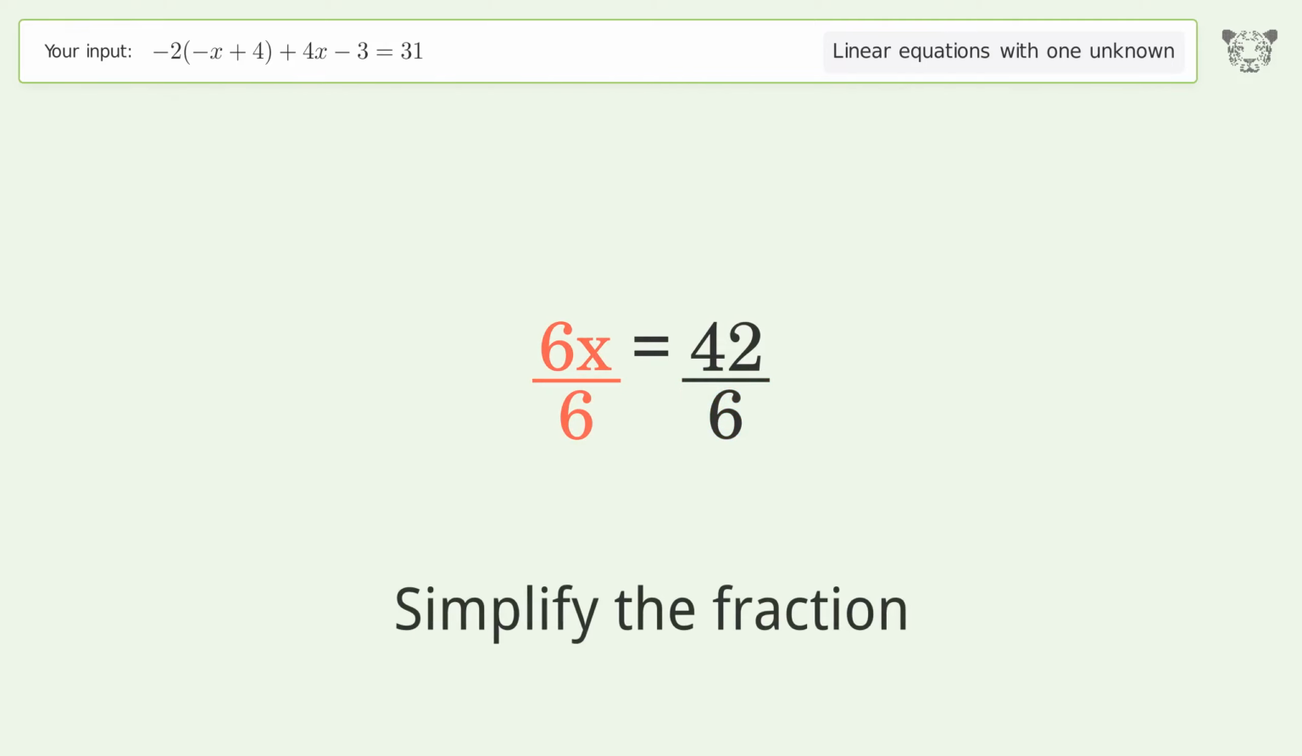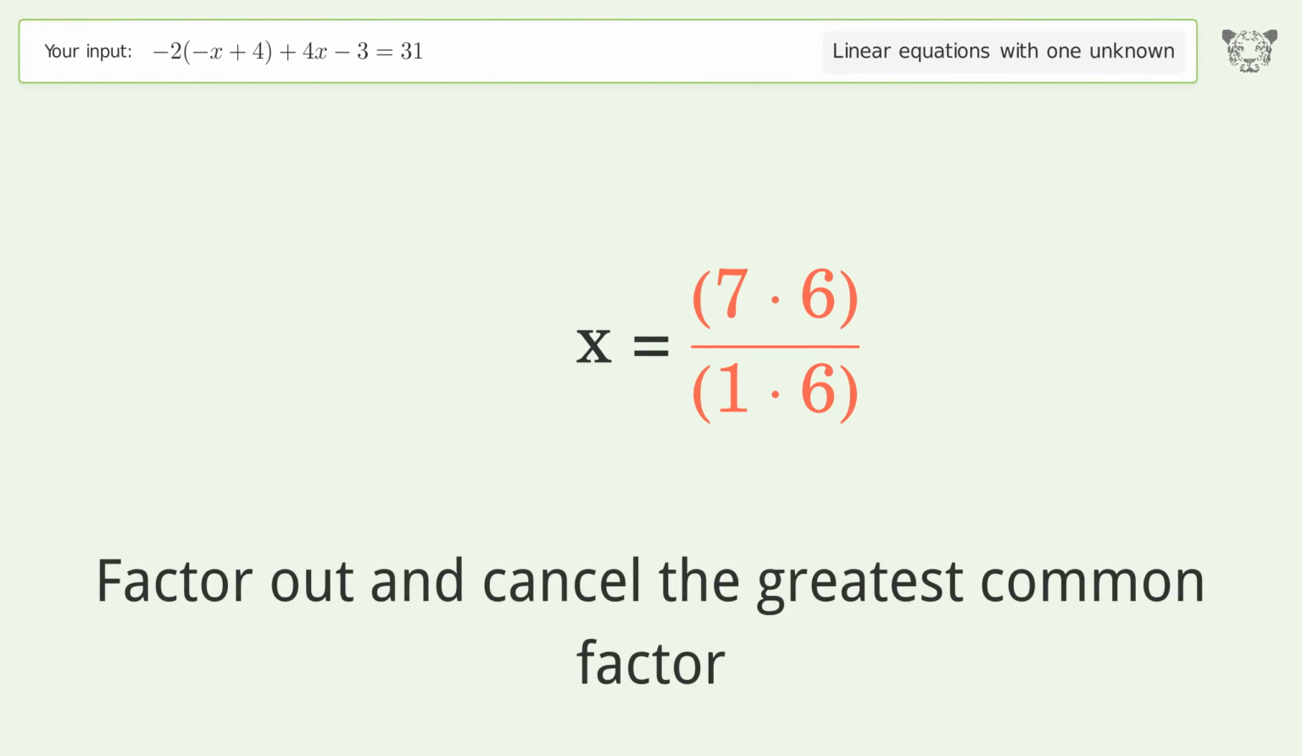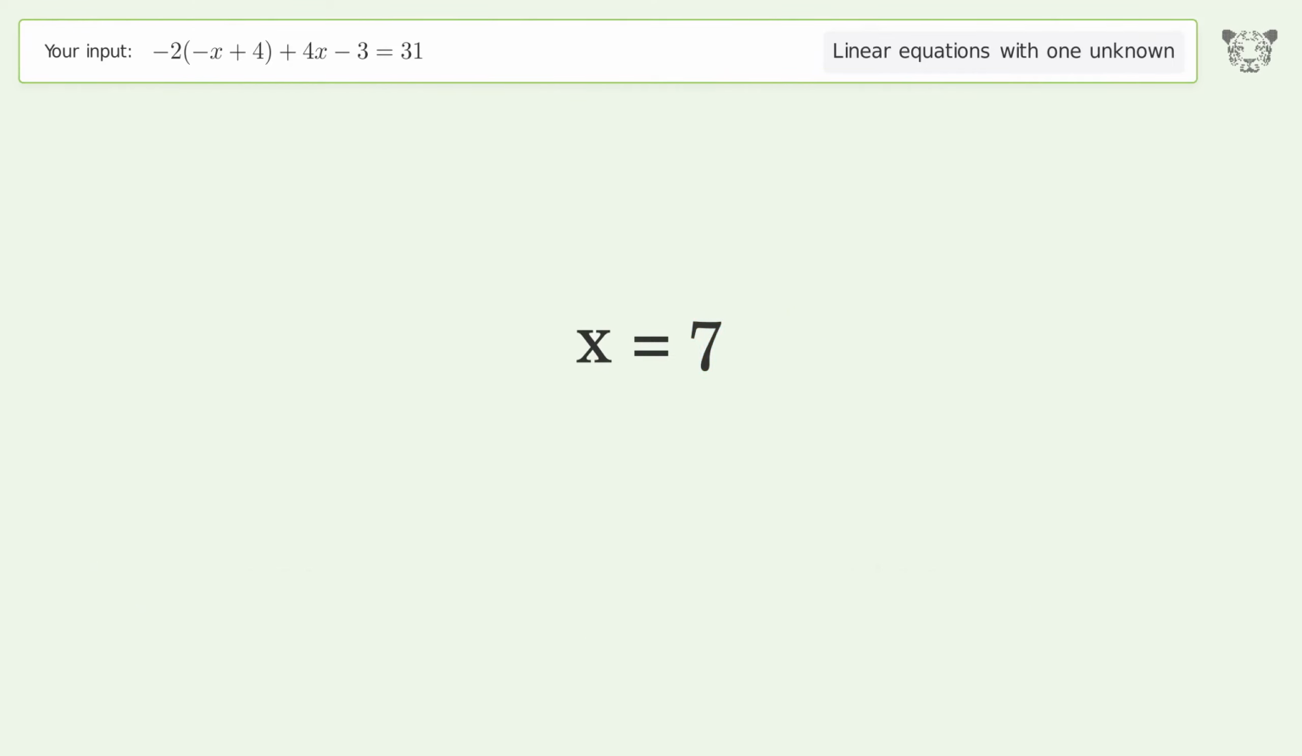Simplify the fraction. Find the greatest common factor of the numerator and denominator. Factor out and cancel the greatest common factor. And so the final result is x equals 7.